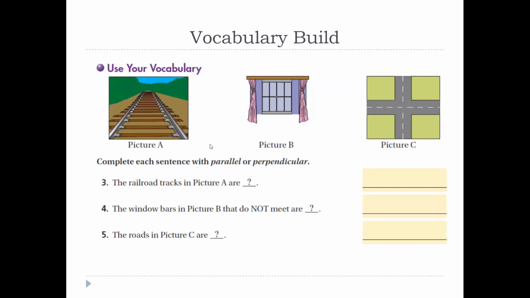Lots of examples of parallel and perpendicular all around us. Every one of these has both. Depends on what you're looking at. Like the railroad tracks, the tracks themselves are parallel. The railroad ties are parallel to each other, but the ties are perpendicular to the tracks. Same thing here with these window panes. Parallel up and down, parallel at the top and the bottom, perpendicular across the middle.